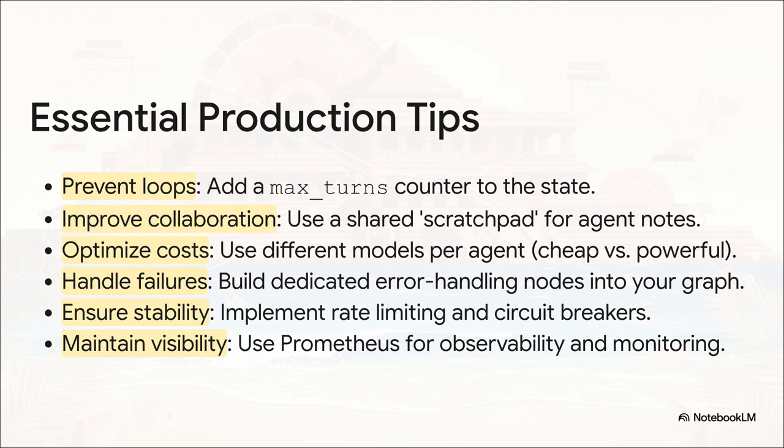Here's a big one for your wallet. Use a cheap, fast model for simple stuff like routing, and only bring out the big, expensive model for the heavy-duty reasoning. Oh, and please, for the love of all that is holy, build dedicated error-handling nodes. Don't just let it crash. And of course, you need the standard production stuff: rate limiting, circuit breakers, and solid monitoring with something like Prometheus, so you can see what's going on.